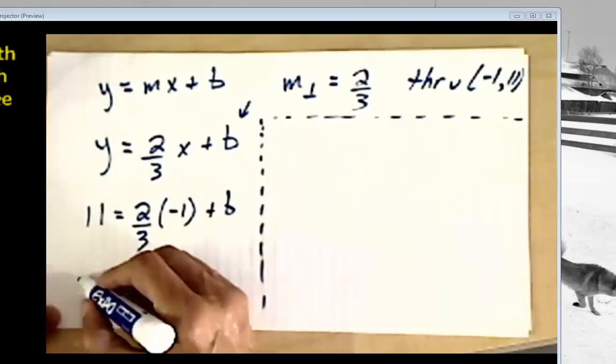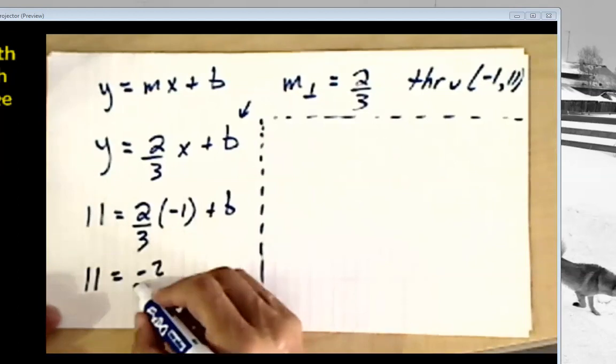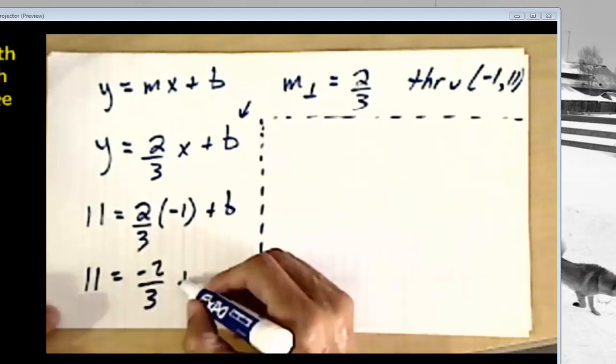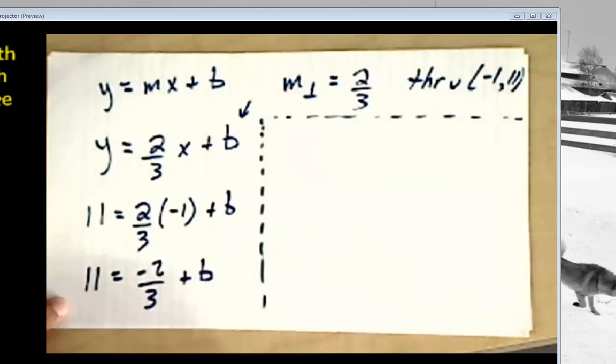And so we have now 11 is equal to -2/3 plus B, like that. Okay, good people, what next? What's that? Yeah, we're solving for B now, right? Yeah, so what do we do algebra-wise to make that happen?